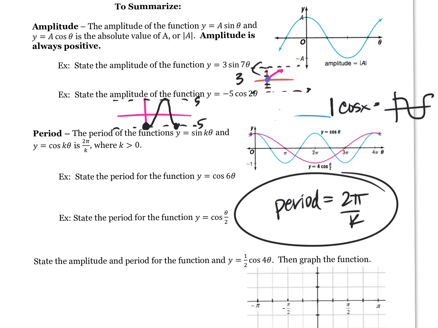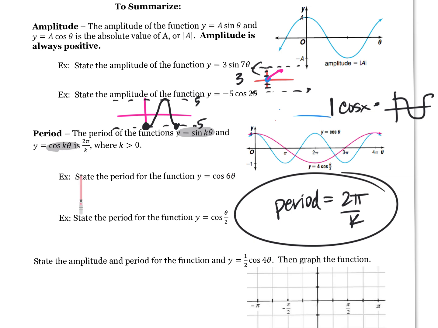Give that like a circle. And you're like, okay, cool. But what the heck is k? Well, look at these examples right here. K is the thing, the number, with the angle. K is the number with the angle. Let's go up here. What's k up here? 7. What's k up here? 2. What's k here? 6.